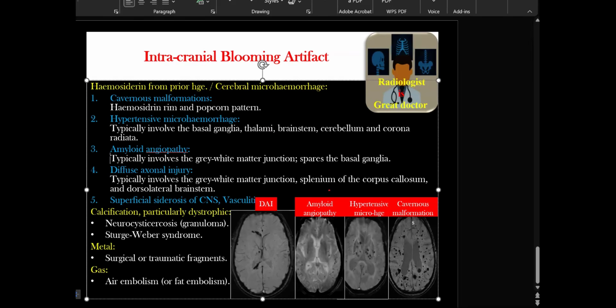Amyloid involves the periphery and spares the basal ganglia. Hypertensive involves the basal ganglia. Excellent, my friend.